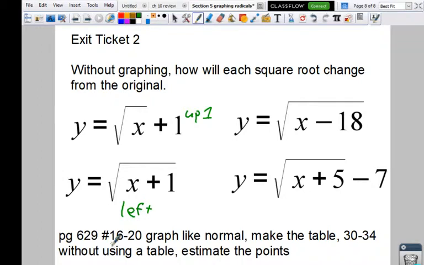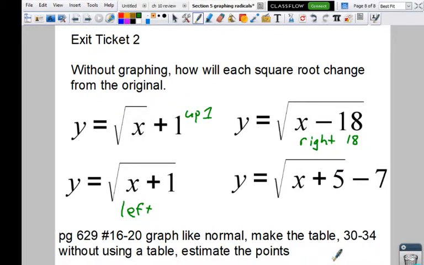What about if I have a minus 18 on the inside? Down. On the inside, up. Or right, my bad. I keep saying directions. It goes right. This is going to go right 18.